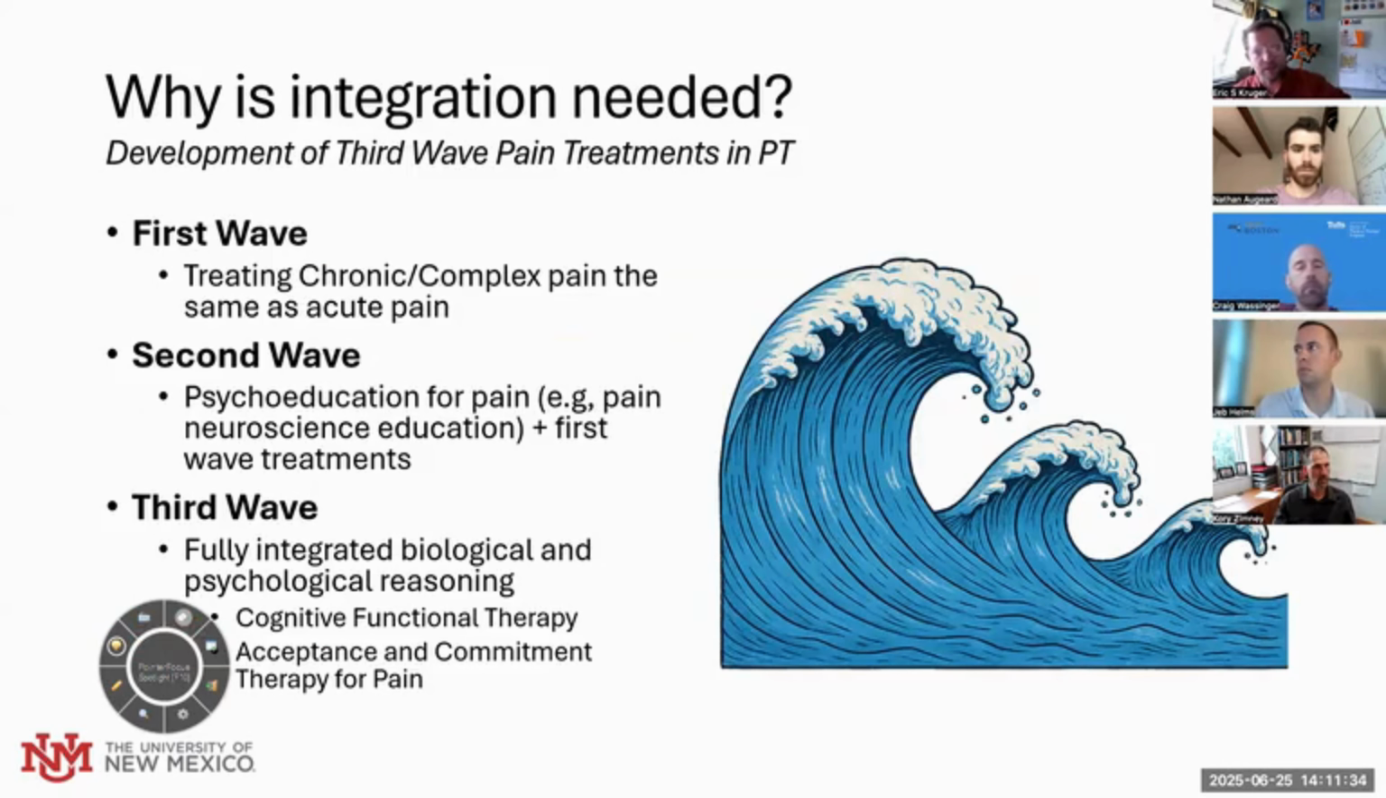And I think historically, when we look at the history of the field of pain and physical therapy, you can divide it into three waves. If you're familiar with psychotherapy, they've done this as well, so this is where I took this from. In the first wave, we treated chronic and complex pain the same as acute pain. This was 20, 30, 40 years ago.